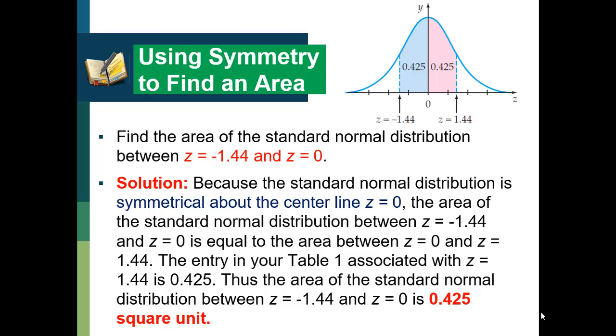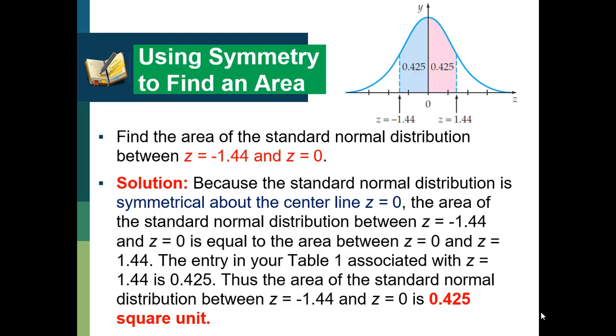The area of the standard normal distribution between z equals negative 1.44 and z equals 0 is equal to the area between z equals 0 and z equals 1.44. Why? Because, as presented in the graph, the area is symmetric, and that is one of the properties of the normal distribution. Areas that are symmetric with respect to the mean are equal.